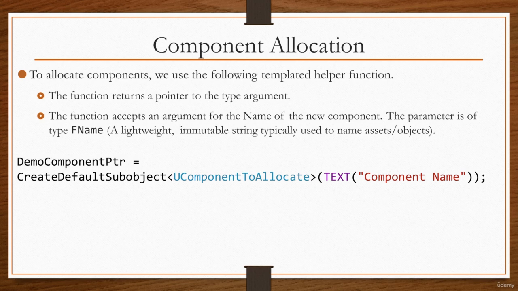For example, we have some demo pointer which will be a pointer to the type argument, and we assign to that whatever that CreateDefaultSubobject function is going to return. We pass in the type, the component that we want to allocate, and then for the parameter we pass in a name for the component, and again we will use that text macro.